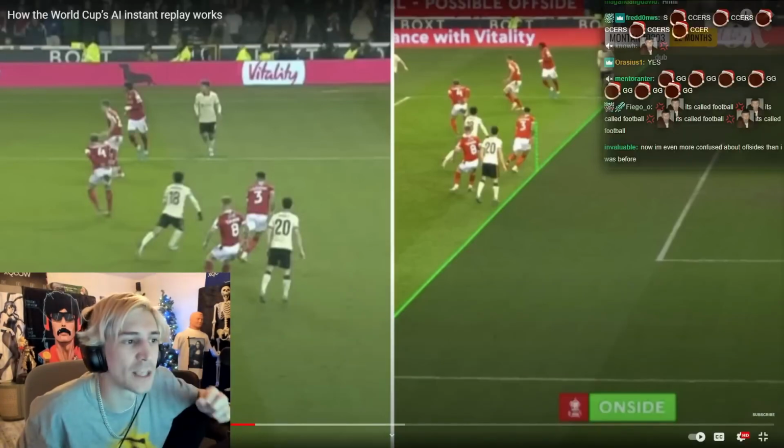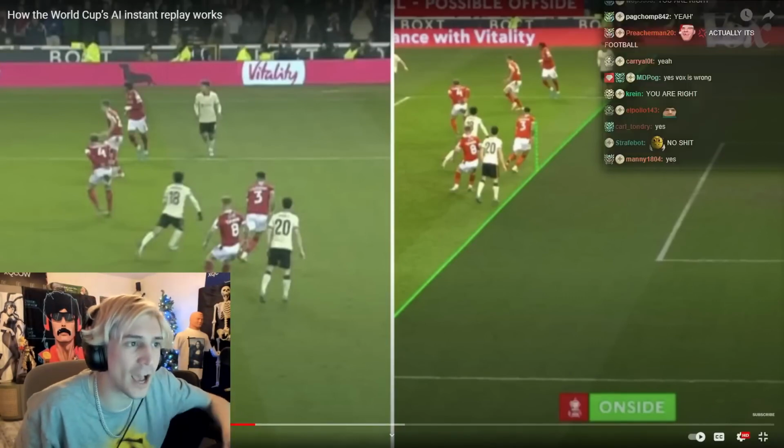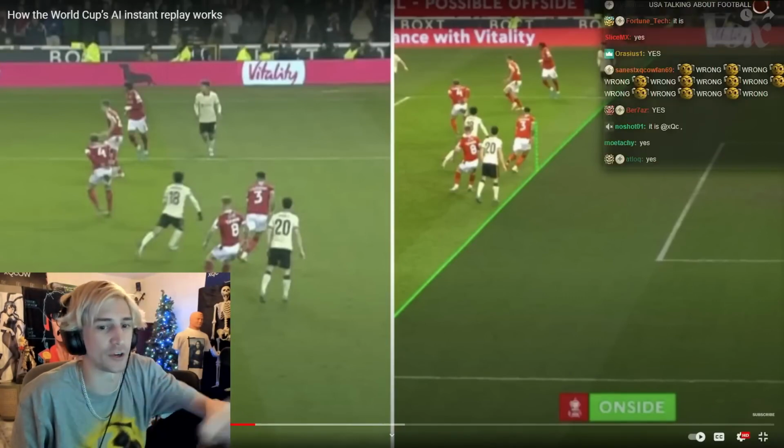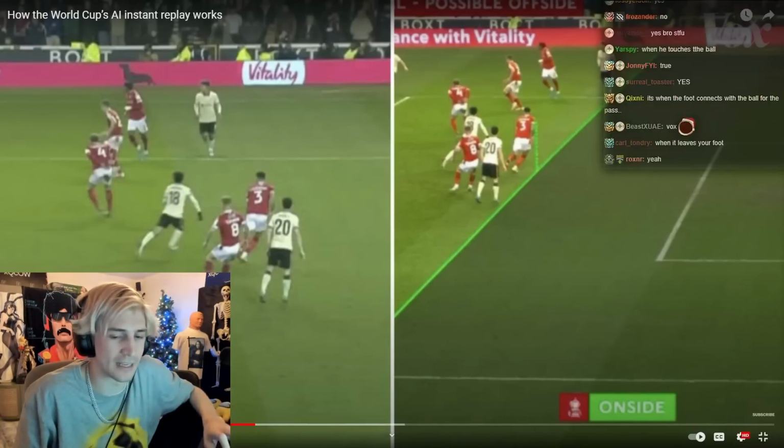Chat, I thought it was about the pass timing. It's whenever he's about to pass, whenever he goes for it, it cannot have a guy pass the last defender. If the ball is in play, doesn't matter. As long as he's not, right?